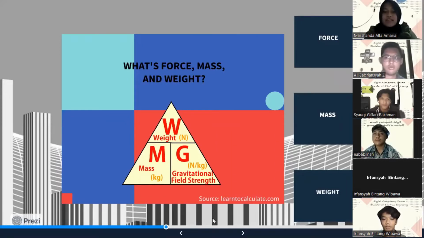We know that this triangle consists of mass, weight, and also gravitational force. So to read the equation, we can see that weight equals mass multiplied by gravitational force, mass equals weight per gravitational force, and gravitational force equals weight per mass.